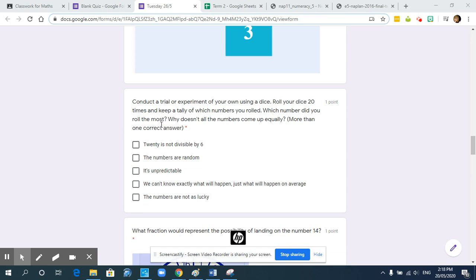Roll your dice 20 times and keep a tally of which numbers you rolled. Which number did you roll the most? Now, that's not a question you need to write down anyway. That's one you just need to have in your mind. It's a rhetorical question. Why don't all of the numbers come up equally? There is more than one answer to this, and if you've watched the video, you'll be able to figure it out. 20 is not divisible by 6. The numbers are random. It's unpredictable. We can't know exactly what will happen, just what will happen on average. The numbers are not as lucky.